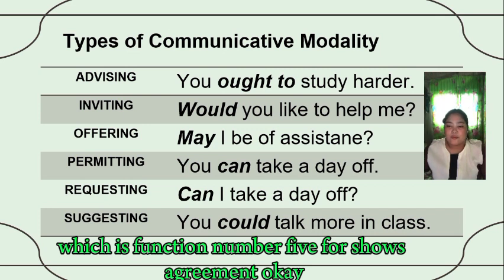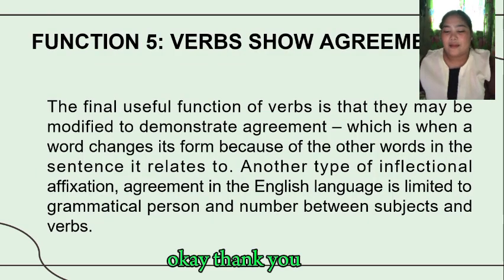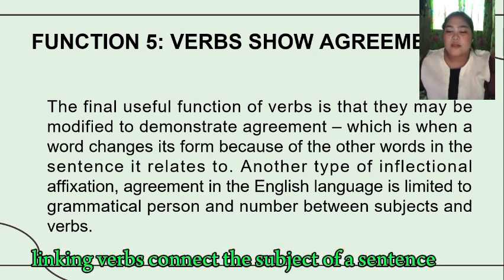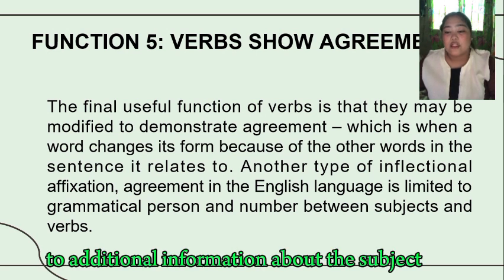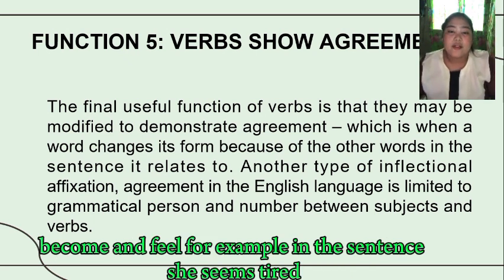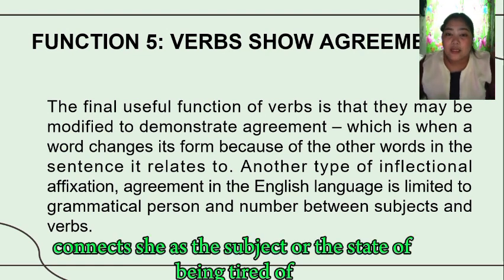Verb shows agreement. Okay, who can read? Yes, Miss Ryan. Okay, thank you. Function number 5 can also be the linking verbs. Linking verbs connect the subject of a sentence to additional information about the subject. Common linking verbs include is, am, are, was, were, appear, seem, become, and feel. For example, in the sentence, she seems tired, the linking verb is seems. It connects she as the subject to the state of being tired.